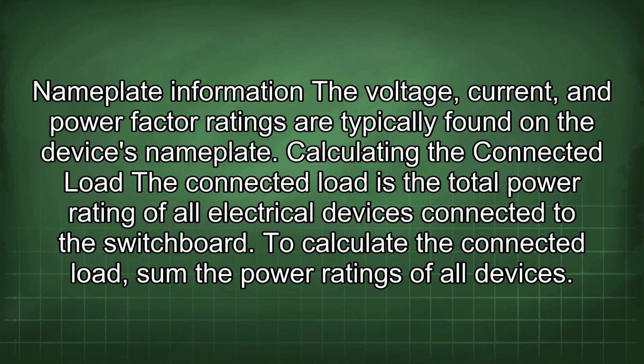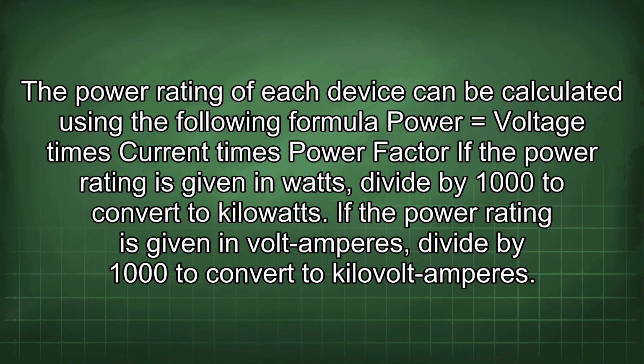Calculating the connected load. The connected load is the total power rating of all electrical devices connected to the switchboard. To calculate the connected load, sum the power ratings of all devices. The power rating of each device can be calculated using the following formula: power equals voltage times current times power factor. If the power rating is given in watts, divide by 1000 to convert to kilowatts. If the power rating is given in volt amperes, divide by 1000 to convert to kilovolt amperes.